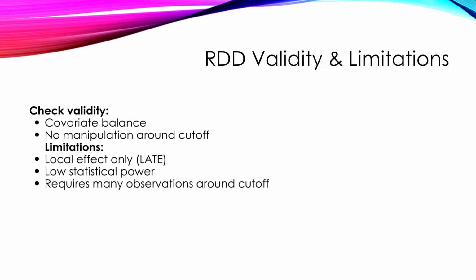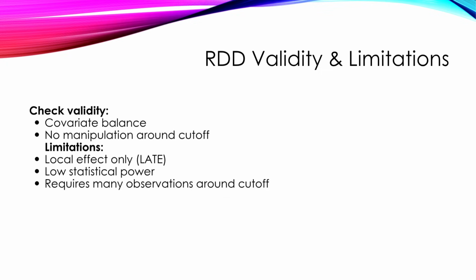RDD also has lower statistical power. The analysis focuses only on a narrow window around the cutoff. The effective sample size is smaller compared to methods that use the entire dataset. This makes it more difficult to detect a statistically significant effect if one exists, unless the effect is very large or a very large sample is available near the cutoff.